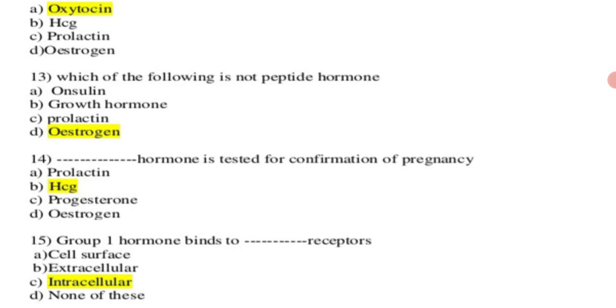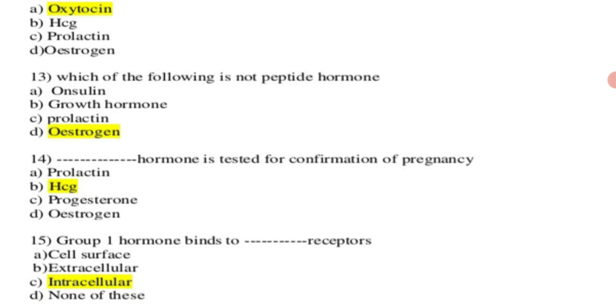Estrogen and testosterone are steroid hormones. These are not peptide hormones, whereas calcitonin, ADH, insulin, growth hormone, and prolactin are peptide hormones.